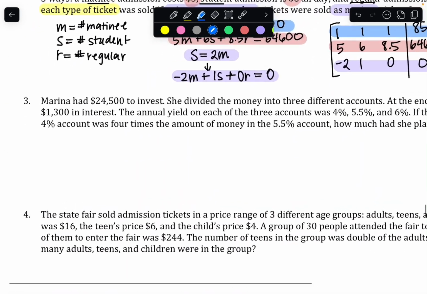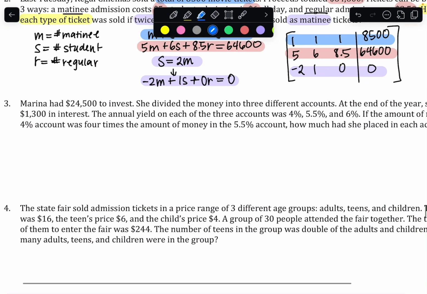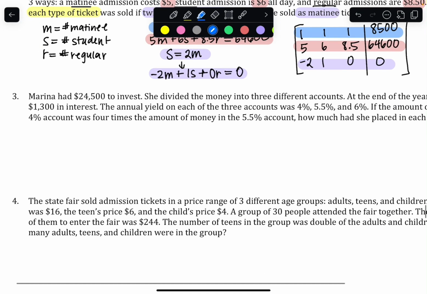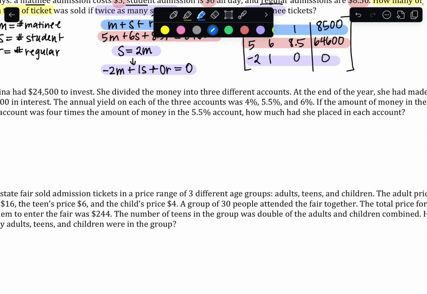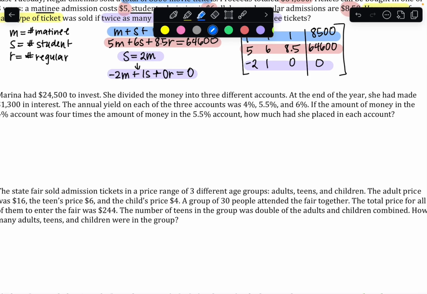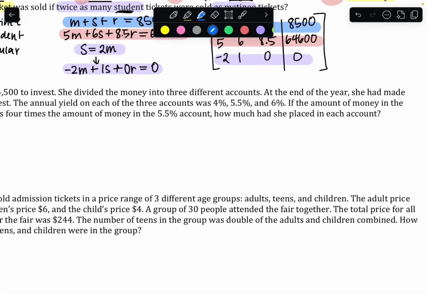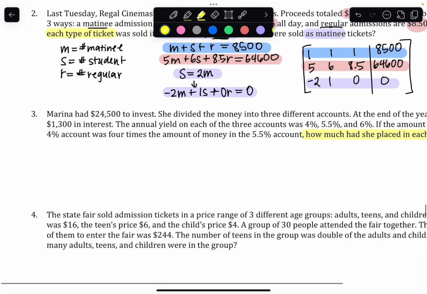Okay, for this next one, Marina had $24,500 to invest. She divided the money into 3 different accounts. At the end of the year, she had made $1,300 in interest. The annual yield on each of the 3 accounts was 4%, 5.5%, and 6%. If the amount of money in the 4% account was 4 times the amount in the 5.5% account, how much had she placed in each account? So there's your question. How much in each account?